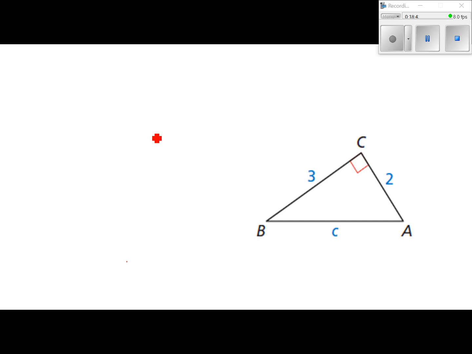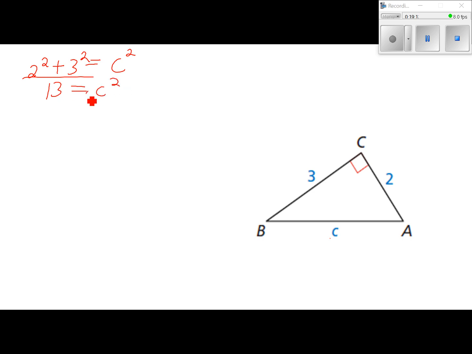Next one. If we solve this triangle, we'll find c first. The easiest way to find c is to use the Pythagorean theorem. 2 squared plus 3 squared has to equal little c squared. 2 squared is 4, 3 squared is 9, and you can plug all this into your calculator. 4 plus 9 is 13.